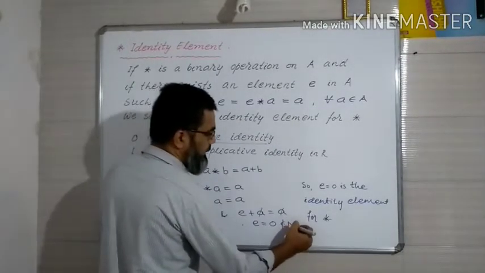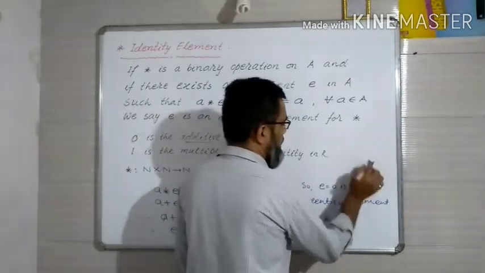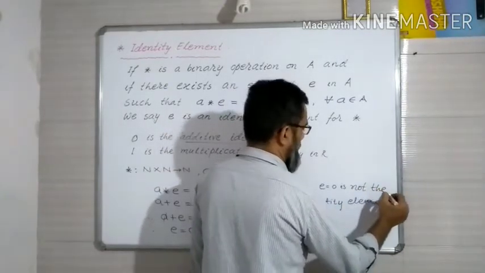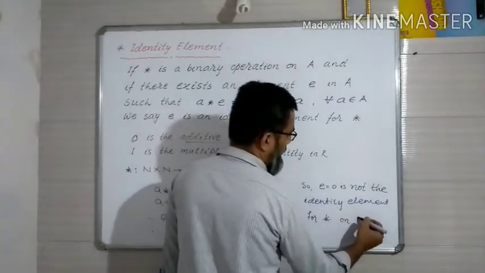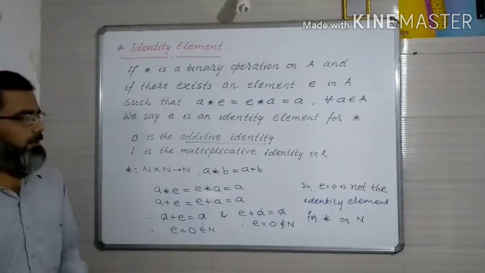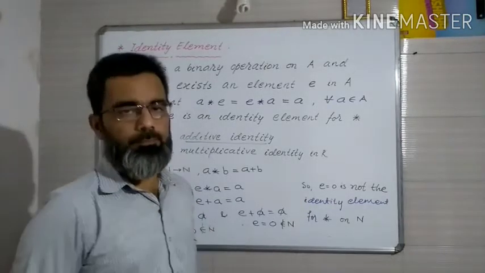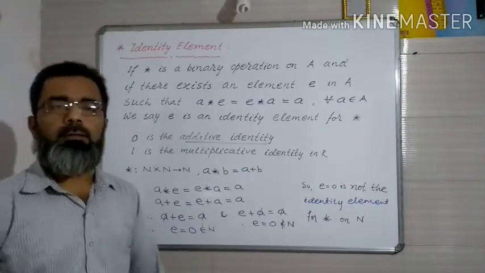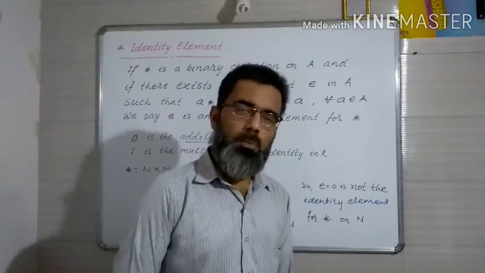So we can say that E equal to 0 is not the identity element for star defined on N, right? We should answer like this. It is not an identity element for N. So we have to check whether the identity belongs to the set X on which the binary operation is defined or not.